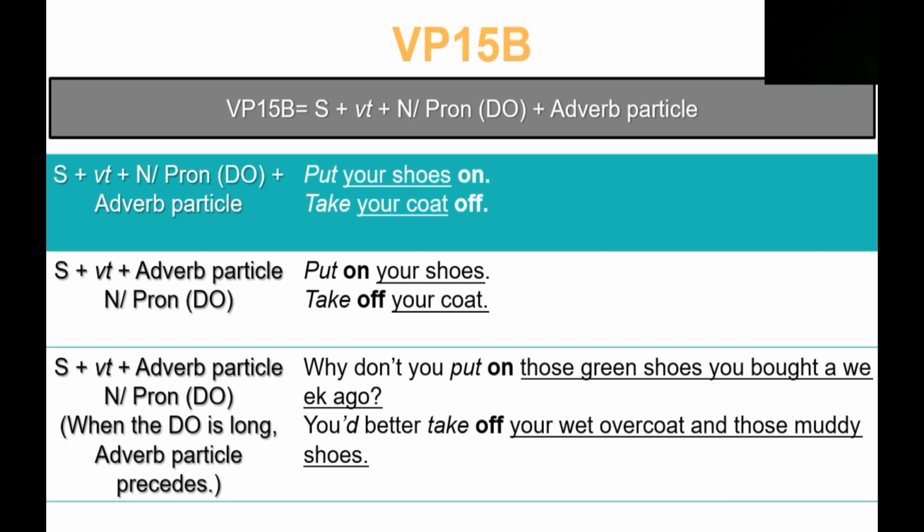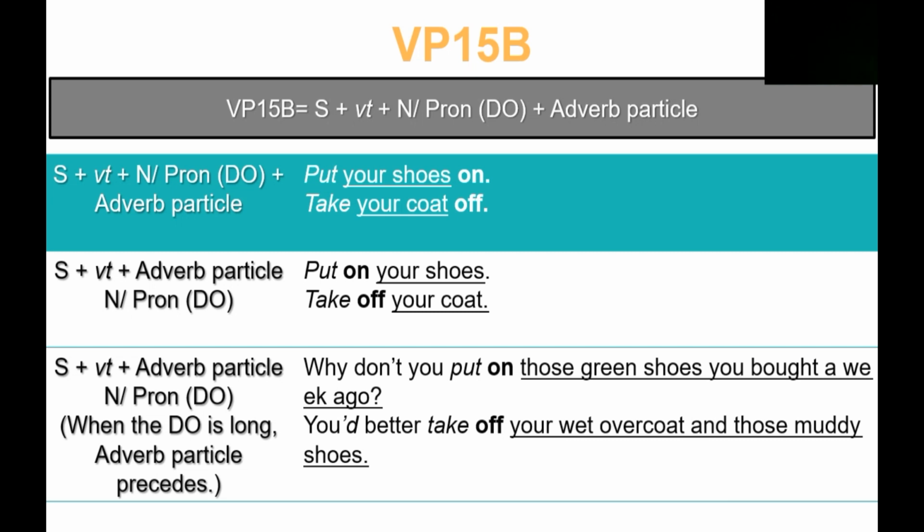The second sub-pattern is actually another form of the previous pattern. You just change the position of the DO and the adverb. If previously you have the DO first before the adverb particle, in this second sub-pattern, you put the adverb particle before the DO. For example, put on your shoes. Put is the VT, and then on is the adverb particle, and then your shoes is the DO.